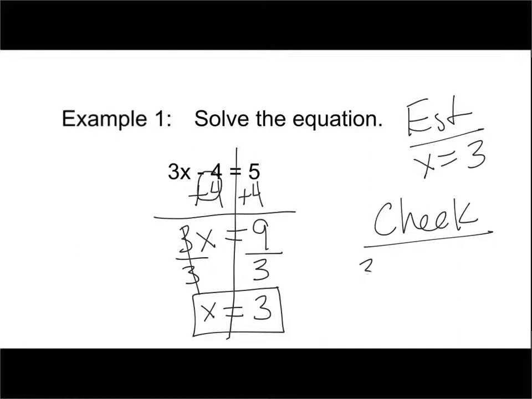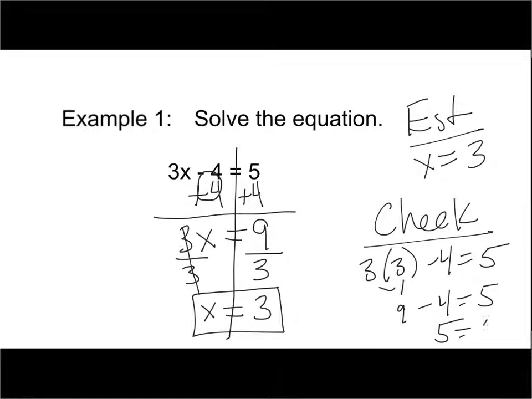So we substitute 3 times 3 minus 4 equals 5. 3 times 3 is 9 minus 4 equals 5. 5 equals 5. And we're good.